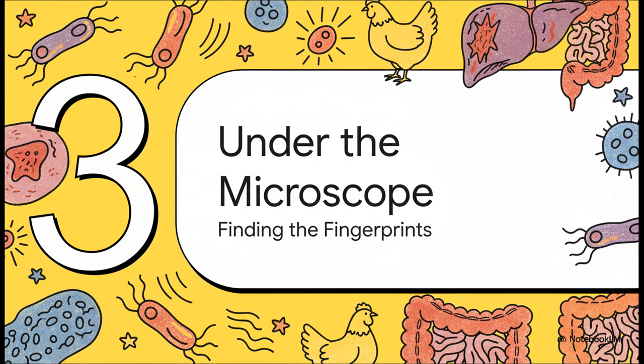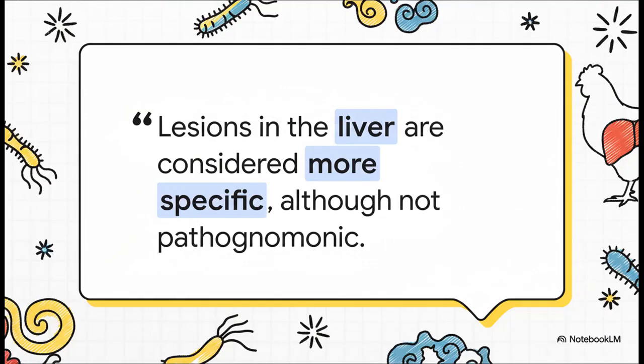Okay, so now we're zooming in. We're going from what we can see with the naked eye down to the microscope. This is where we find the forensic fingerprints that prove, without a doubt, that Salmonella was here. And the number one spot to look for these microscopic clues is the liver. The kind of damage you see here is highly specific to a Salmonella infection. Now, it's not pathognomonic, which is a fancy way of saying it's not a 100% confirmation all by itself, but it is the single best place to find our suspect's signature.